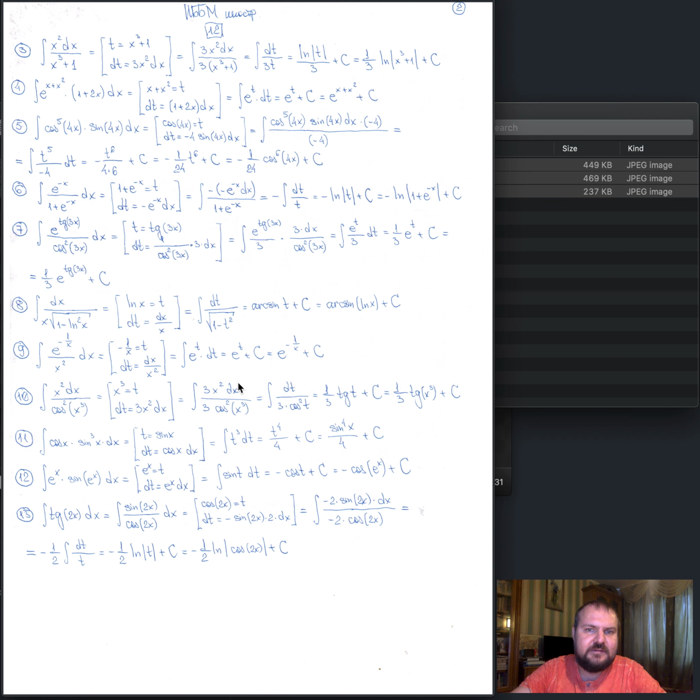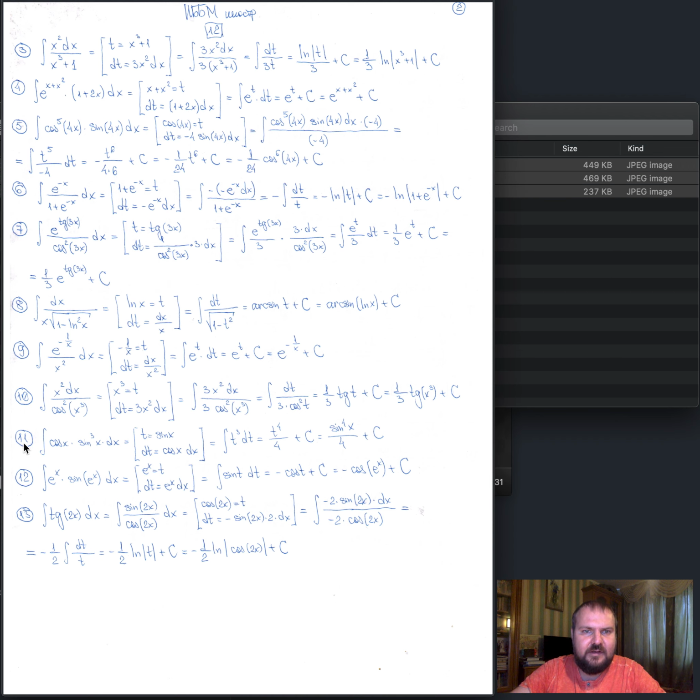The new integral form: 3x squared dx equals dt in the numerator, and in the denominator 3 cosine squared of x cubed, called t, so in the denominator 3 cosine squared t. The answer of this table integral would be 1 by 3 tangent of t plus a constant, and of course we reverse the variable: 1 by 3 tangent of x cubed plus C.